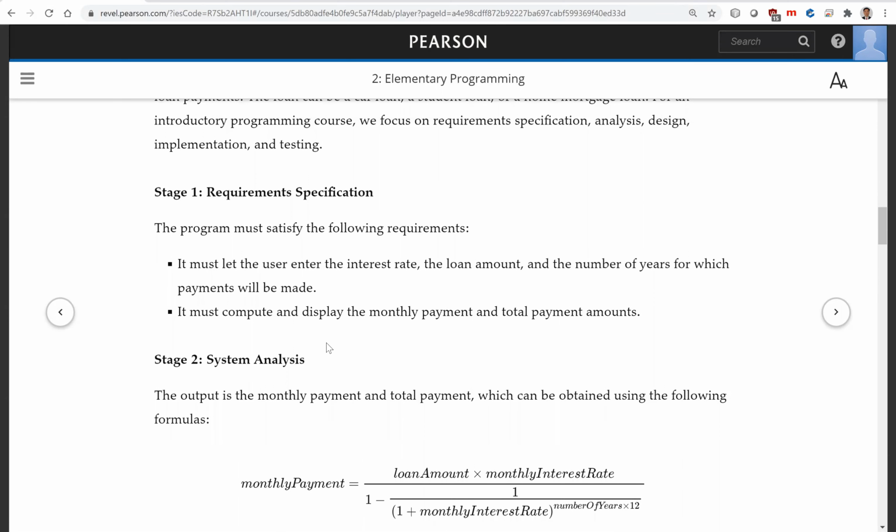For the requirement specification of this problem, the program must satisfy the following requirements. It must let the user enter the interest rate, the loan amount, and the number of years for which the payments will be made. It must compute and display the monthly payment and total payment amounts.